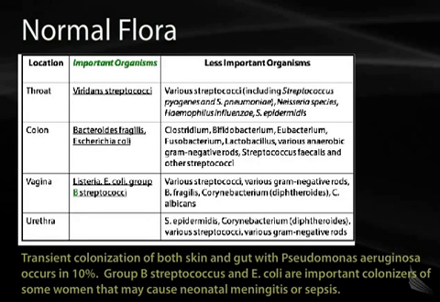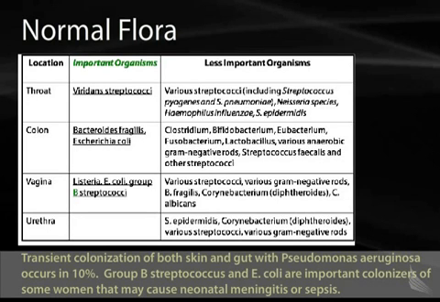The vagina normally holds Listeria, E. coli, and group B Streptococcus. These are important causes of neonatal meningitis, and they're things that are frequently tested for in pregnant mothers before they deliver. You'll also find various Streptococci, various gram-negative rods, Bacteroides fragilis, and Corynebacterium, and Candida albicans. The urethra usually is sterile, but you can find Staph epidermidis, Corynebacterium, and various Streptococci occasionally.